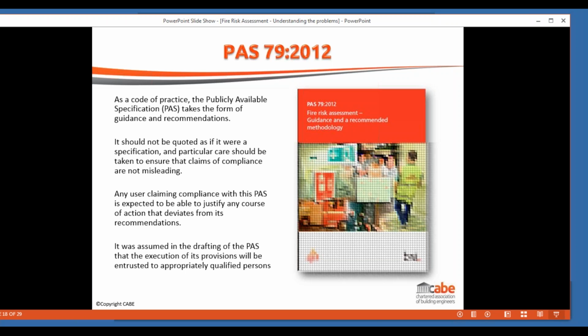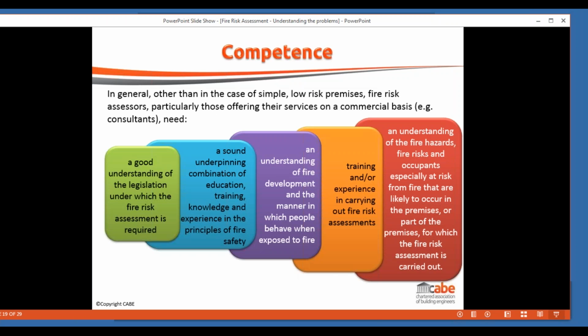But there's also other guidance available, particularly the publicly available specification published by BSI in terms of a methodology. But a lot of the guidance is about the process to go through rather than the fundamental detail of what to expect and how to understand the risk. So it is about competence and it is about understanding.